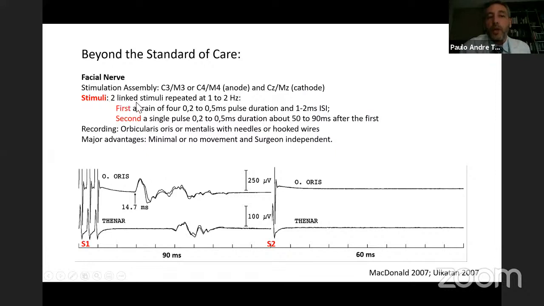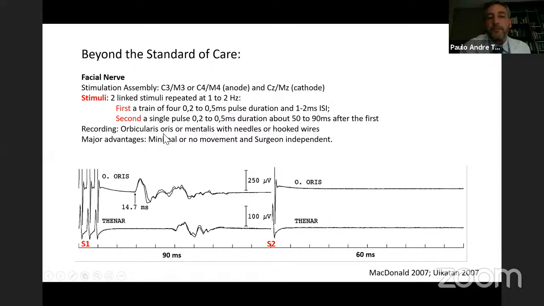The stimuli are two linked stimuli repeated at 1 to 2 hertz. You have to do this continuously to facilitate the response. First, a train of 4 with 0.2 to 0.5 milliseconds pulse duration and 1 to 2 milliseconds interstimulus interval. I use 2 milliseconds here. The second is a single pulse with the same duration and the same intensity that will be done 50 to 90 milliseconds after the first stimuli.